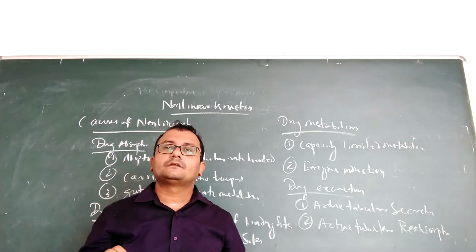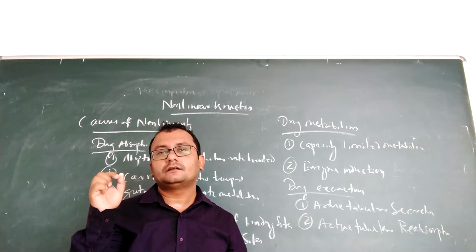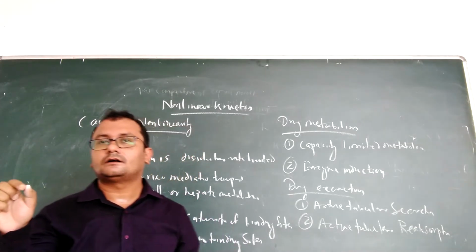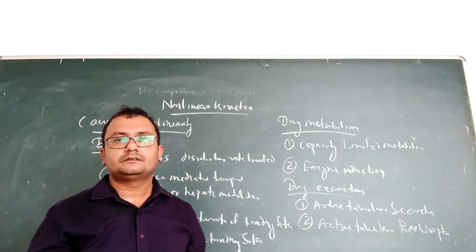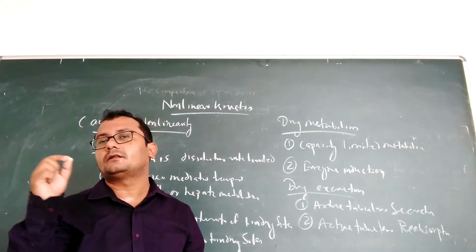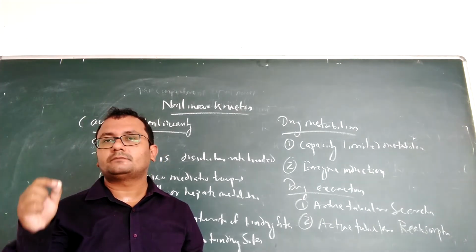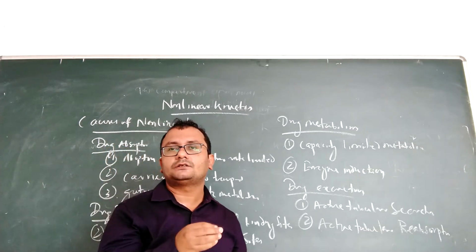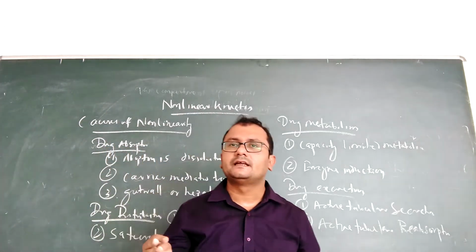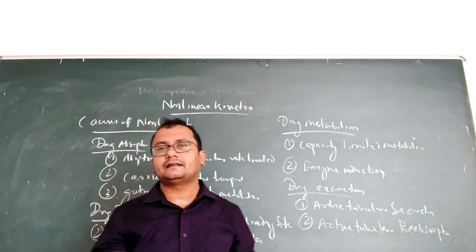That means it depends upon the concentration of a dose. That means how much amount of drug will be in the blood circulation, what the plasma drug concentration will be, depends upon the dose. So that's why it will follow first order kinetics.